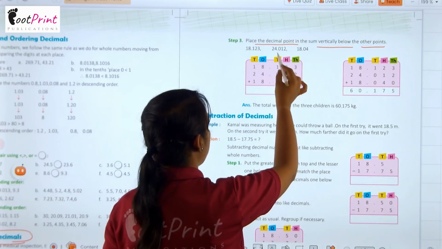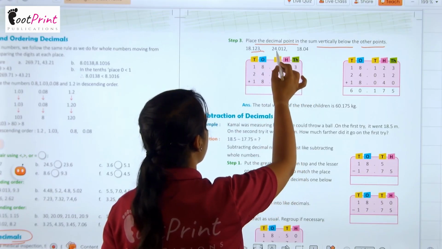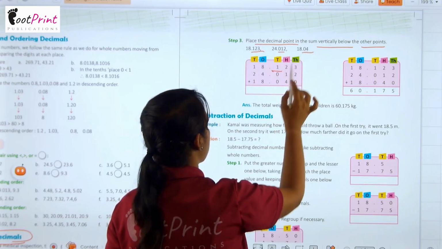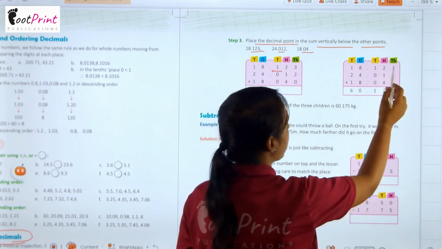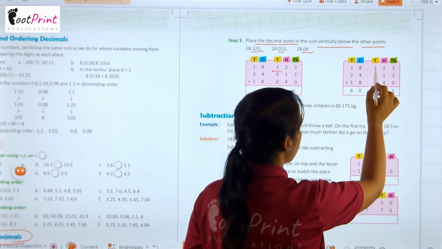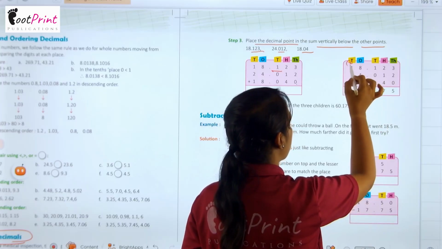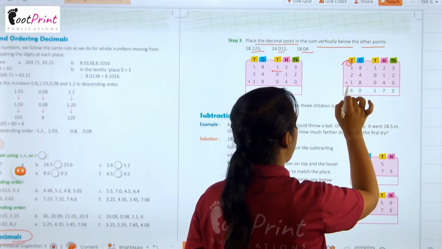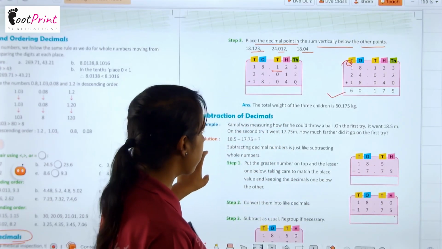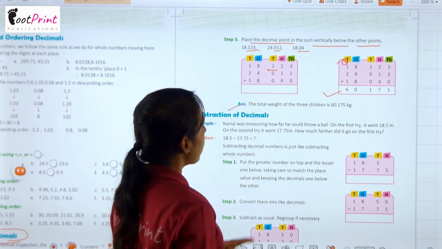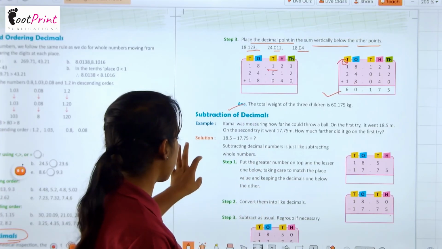So here we have 1, 2, 3 at the 10th place, 100th place and 1000th place. In this 0, 1, 2 and in this 0, 4. So here we put 0. Now we will add. So 3, 2, 5, 2, 1, 3 or 4, 7, 1 and 8, 4, 12, 12 and 8, 20. We get 2 here, 2, 1, 3, 2, 5 and 1, 6. So our answer will be 60.175 kg. So we can write the total weight of the 3 children is 60.175 kg.